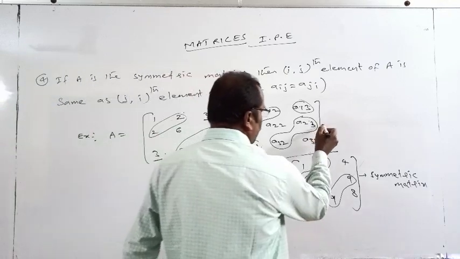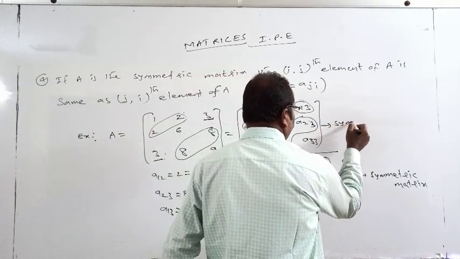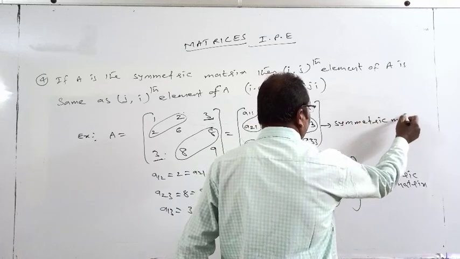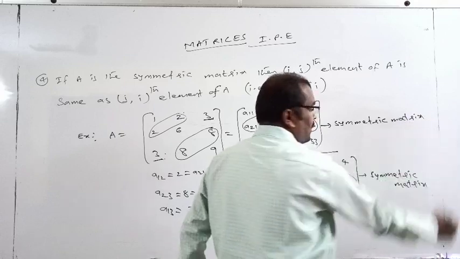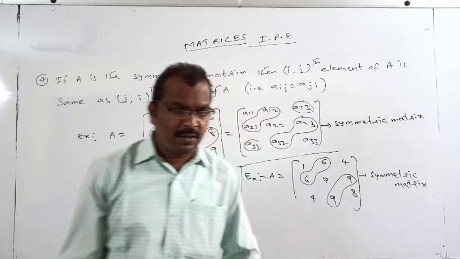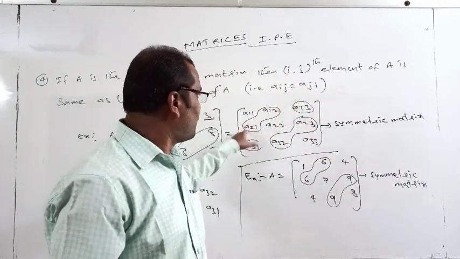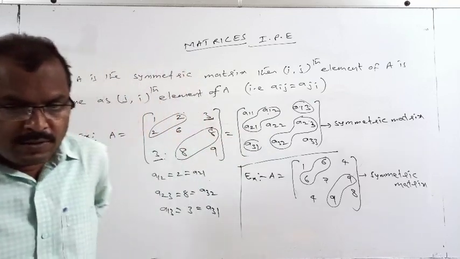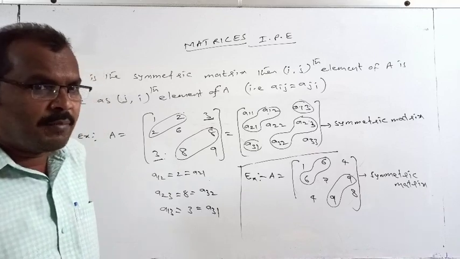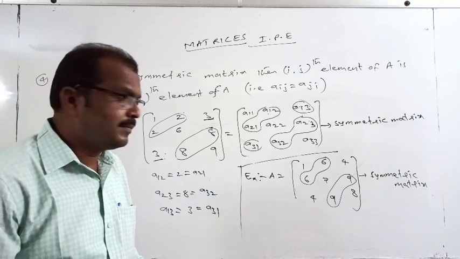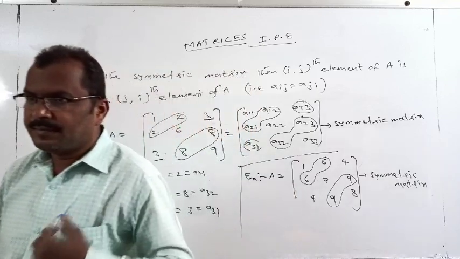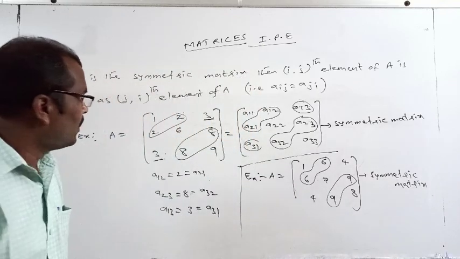It is a symmetric matrix. So it is also a symmetric matrix. Why? The property is satisfied. These two are the same, these two are the same, these two are the same. The principal diagonal elements may be any number. No condition is on the principal diagonal elements.